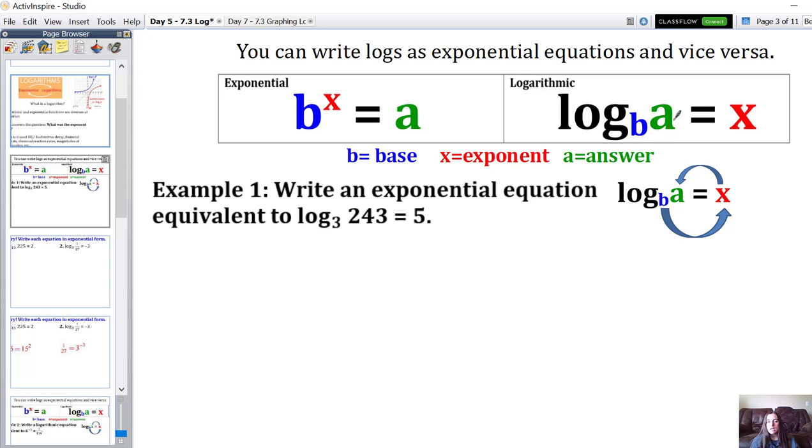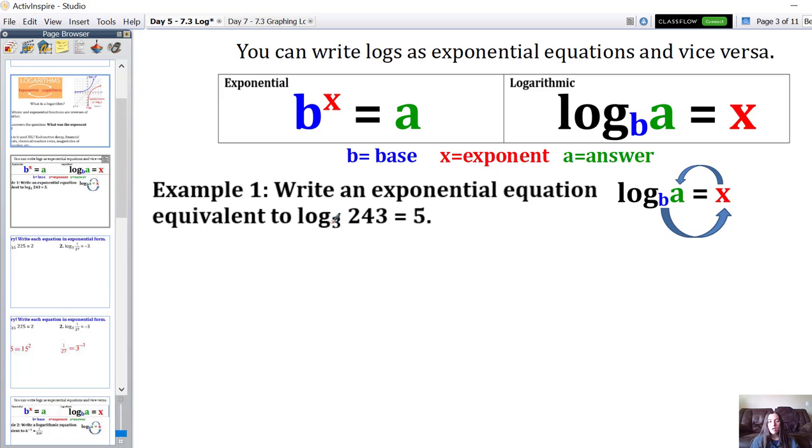Inside of the log, we're going to put the answer. Sometimes you'll see parentheses around this. And again, like I said before, a log is equal to an exponent. This x came from the exponent of our exponential equation. So right now, we're just going to practice rewriting, going from log form to exponential form.